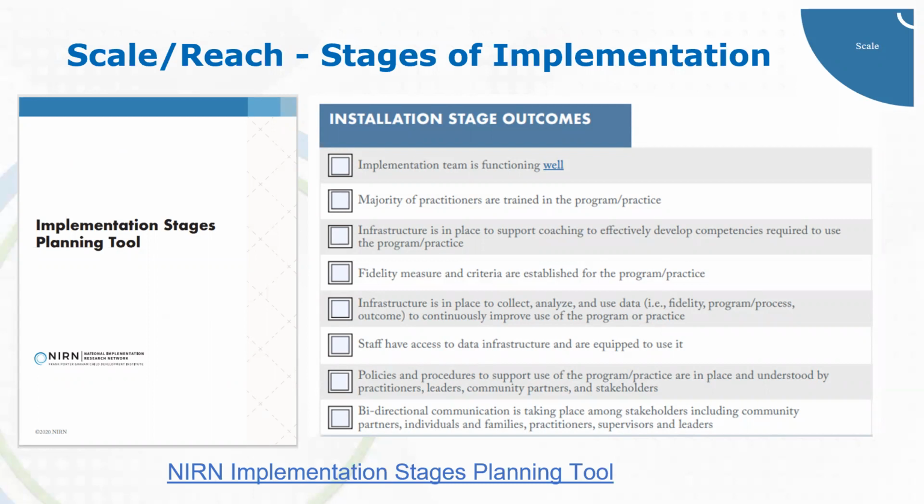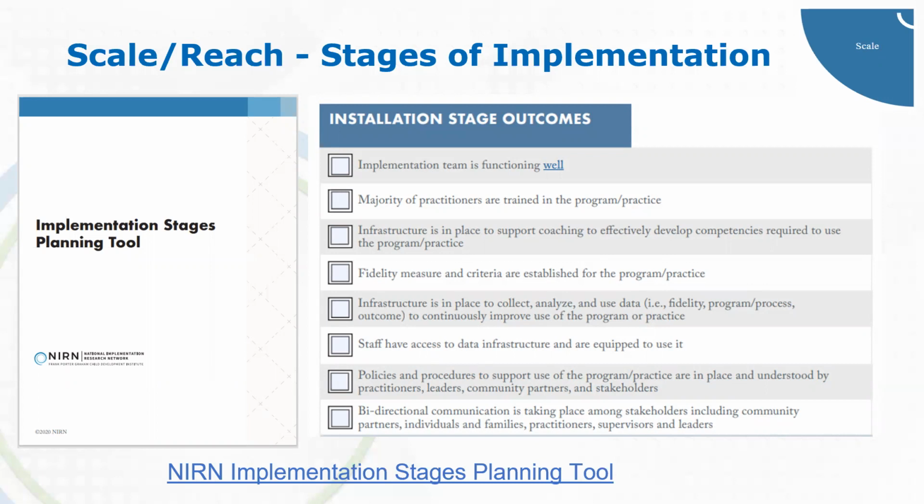So again, NERN has some wonderful, this is a great example of just a simple checklist of what it looks like for implementing stages. We're in the installation stage, which is the second level of installing a goal and strategies. And here it's just really asking for some honest discussion about this. For example, implementation team, is it functioning well?